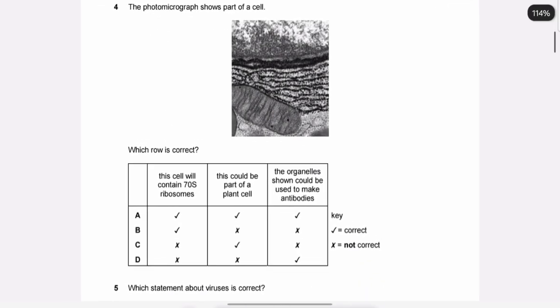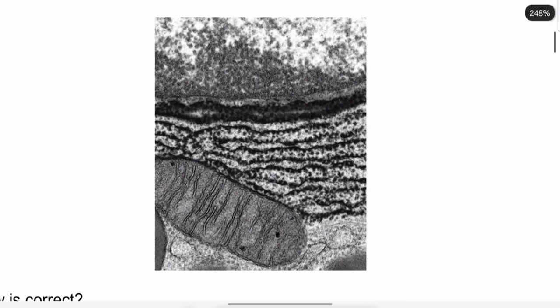Now, on the 4th question, we are given a photomicrograph which shows part of a cell. And the question is, which row is correct? The first column says the cell will contain 70 S ribosomes. The second one says this could be part of a plant cell. The third one says the organelles shown could be used to make antibodies. Let's take a closer look at this photomicrograph.